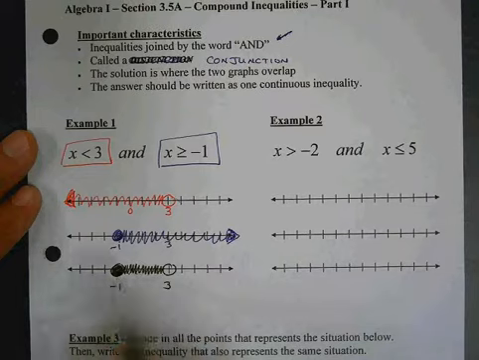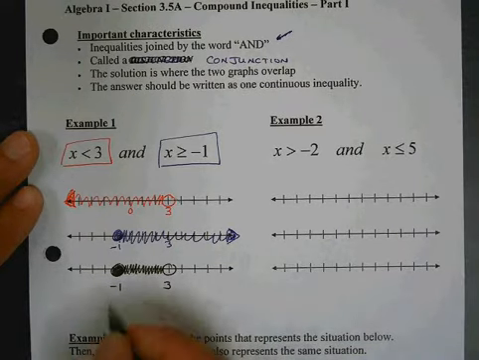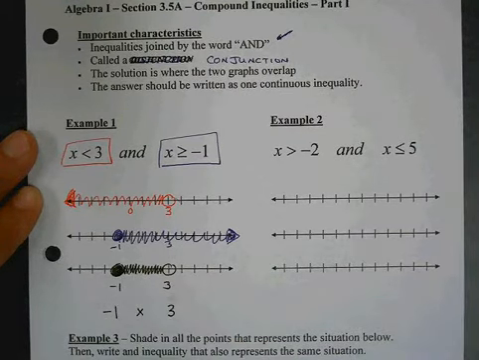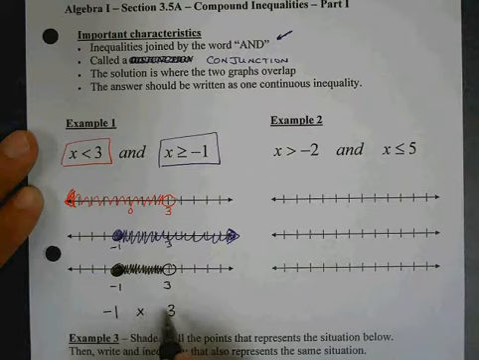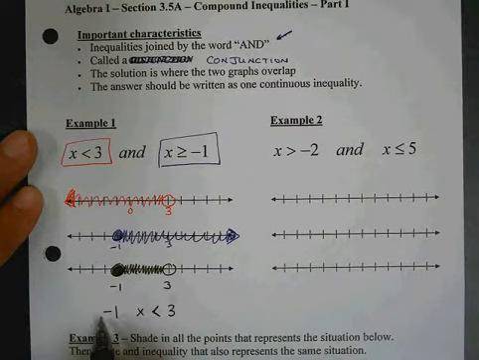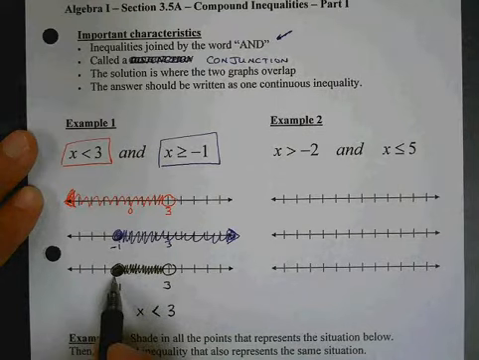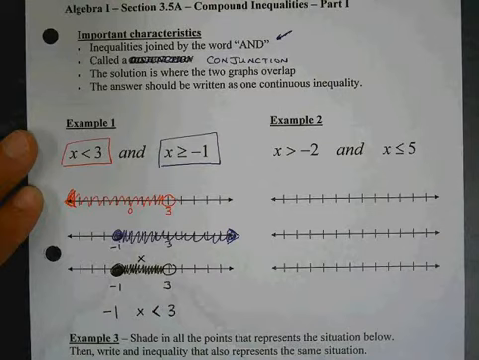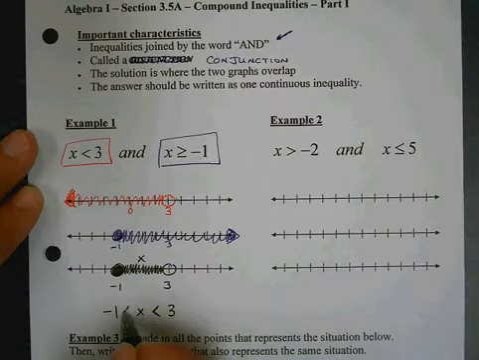Now here's how you write this as a continuous inequality. You follow your number line and you put negative 1 and 3 with your x in the middle. And think with me, x is what compared to 3? It's less than. Read backwards with me. Negative 1 is what compared to x? Look backwards. Negative 1 is what to x? Less than or equal to. So this is our algebraic answer.